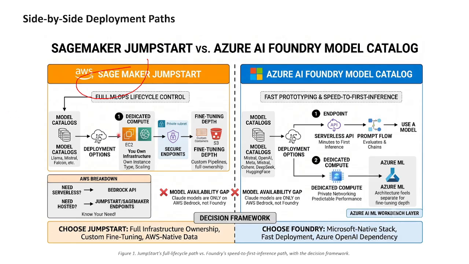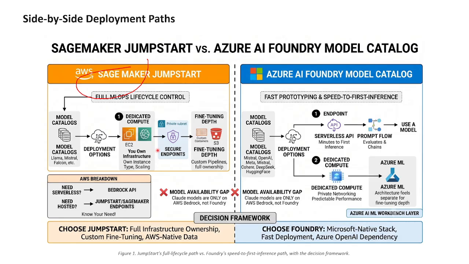If you follow the catalog deployment option, you get full life cycle control. You can choose from the catalog models like Llama, Mistral, and Falcon. Then you have the deployment option: you can deploy on dedicated compute. You can own your infrastructure with instance scaling. Then you can do VPC and a secure endpoint. Then the fine tuning path: custom pipeline, full ownership.